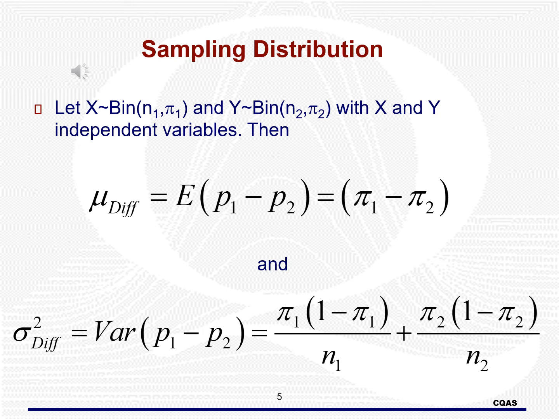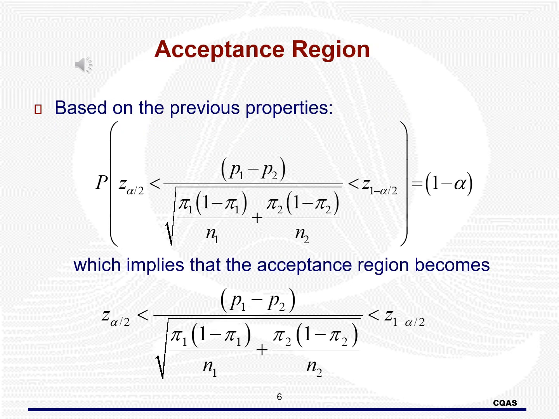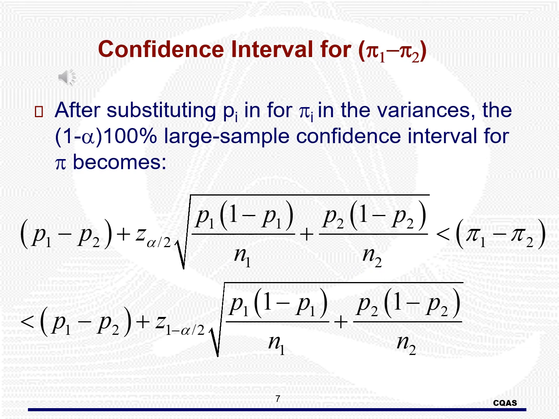Now, knowing this and that the proportions are measures of center, we can create the probability statement that leads us to the acceptance region. The statistic in the probability statement on the slide is of the form of the sample mean of the difference in proportions divided by the sample standard deviation of the difference in proportions. Now, based on this probability statement, we can get the acceptance region as given in the slide. Now we can create the confidence interval from it. After substituting the sample proportions into their respective variances and then rearranging everything, we get the equation in the slide for a confidence interval for the differences in proportions.